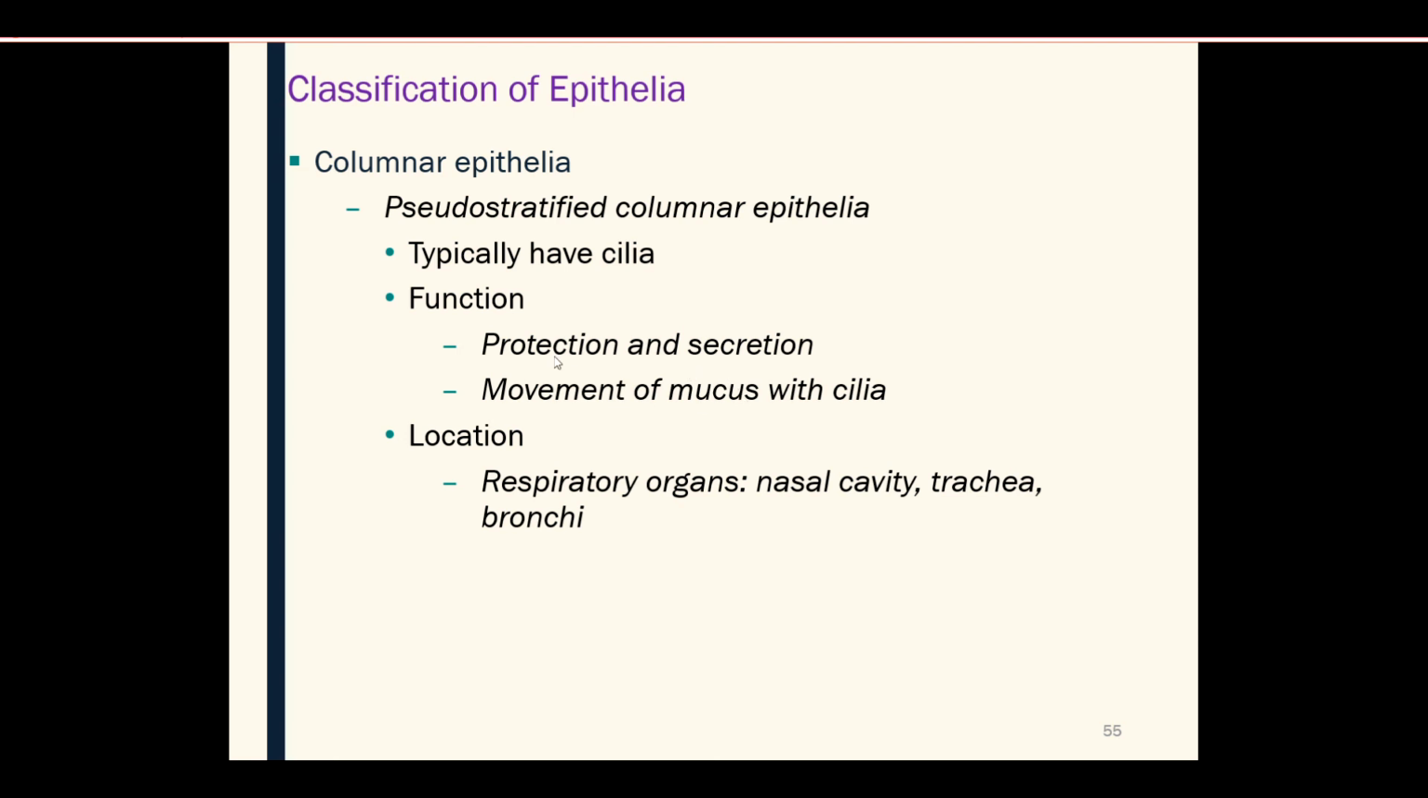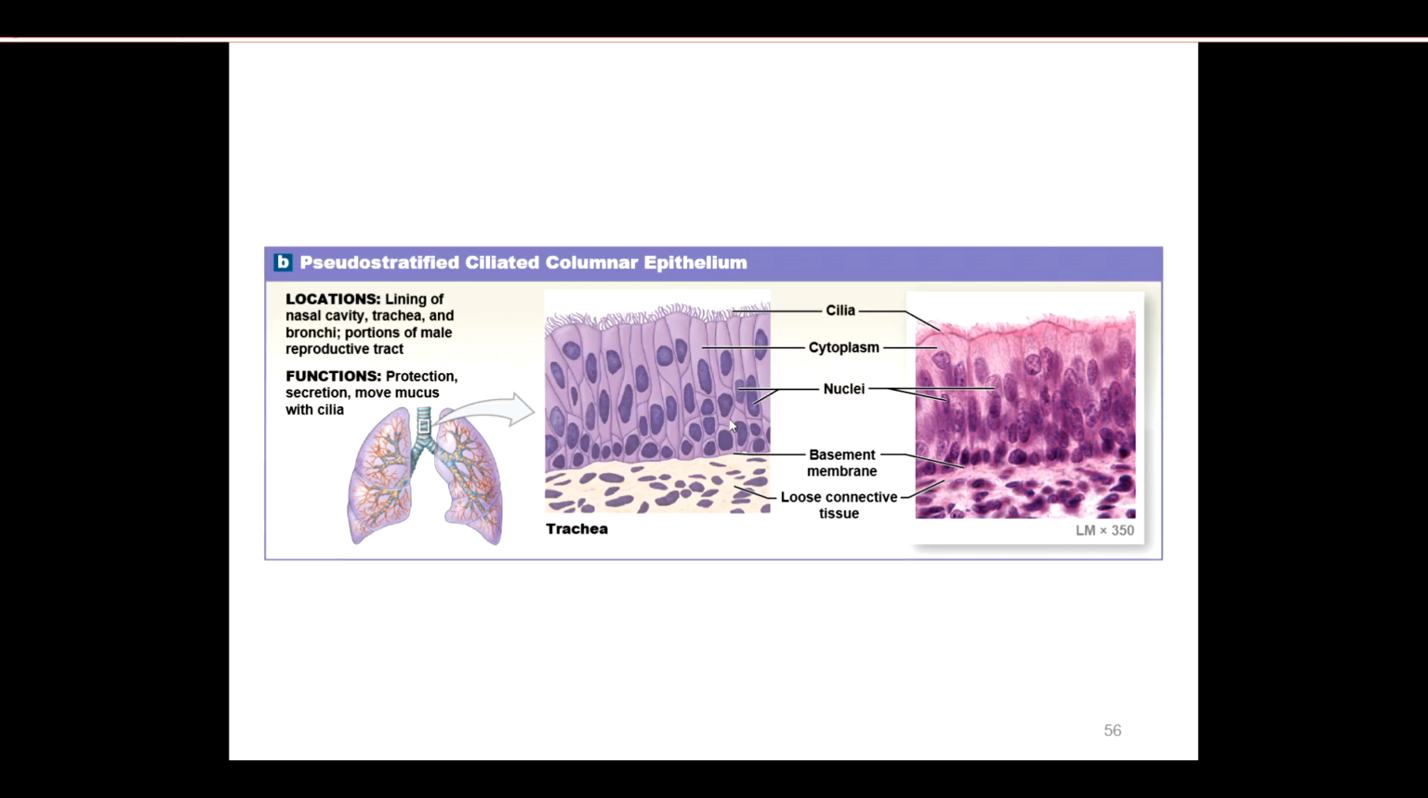And as I said before, these cells typically have cilia, and the cilia will help to move that mucus so things don't settle down in the lower part of our lungs. The cilia will move things up so that we can cough it out and get rid of it. So let's take a look.